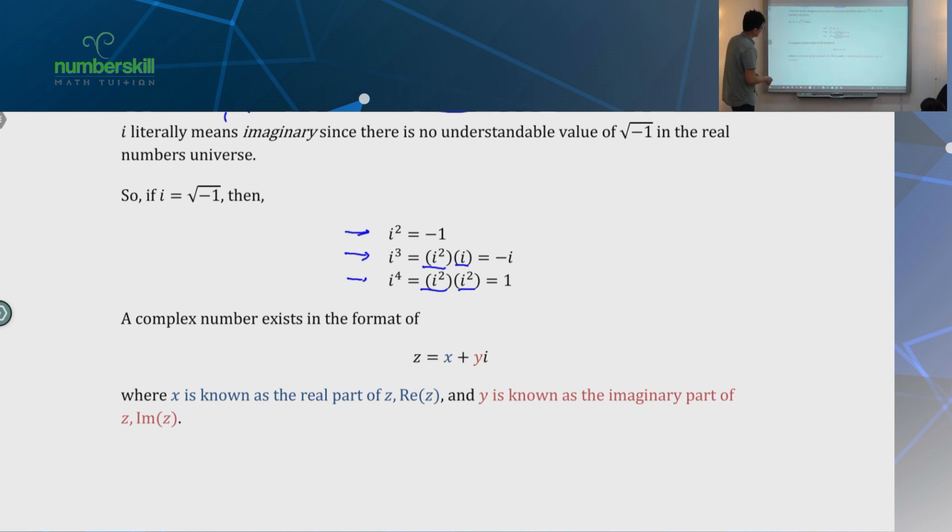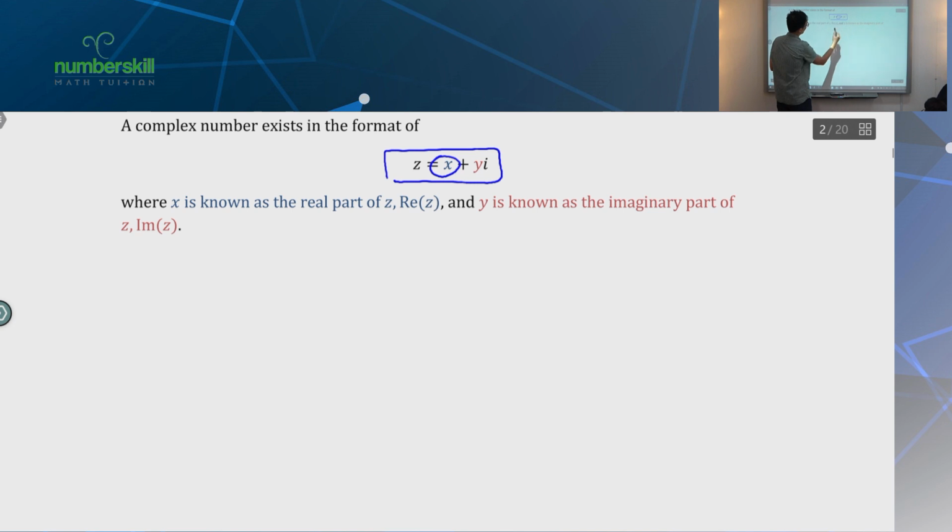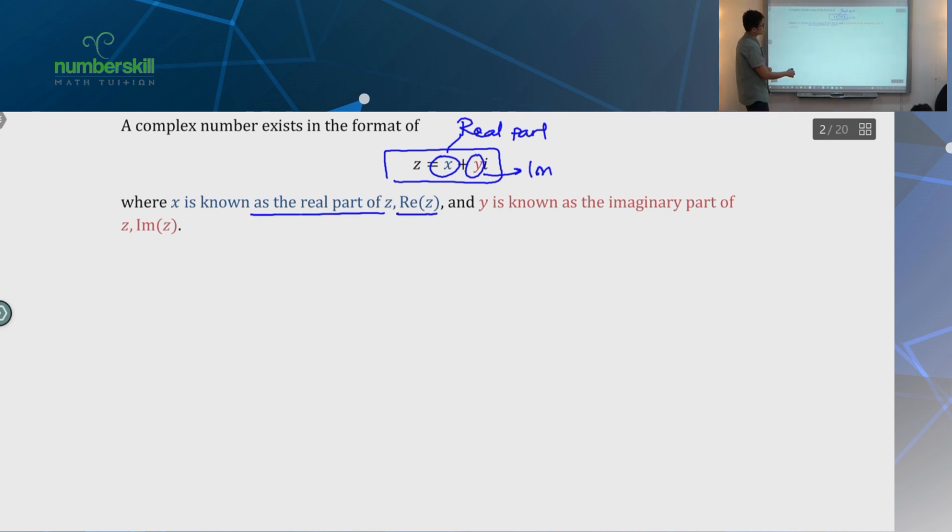Okay? So it's a bit weird. Now, a complex number, the general format of a complex number looks like this. Okay? We usually denote a complex number by the letter z. Alright? So z equals x plus iy. The x is what we call the real part. Okay? The y is what we call the imaginary part. Alright? So the real part of z is denoted by this, Re(z). The imaginary part of z is denoted by this notation called Im(z). Okay? Not too hard.